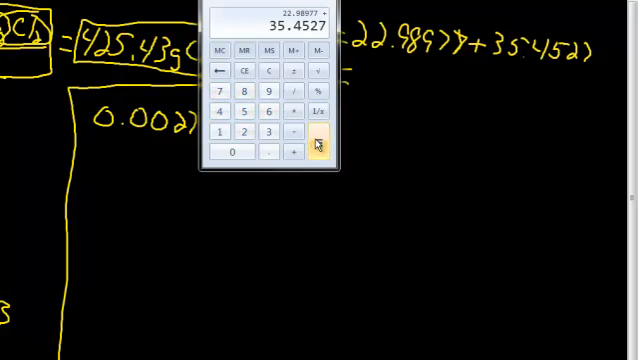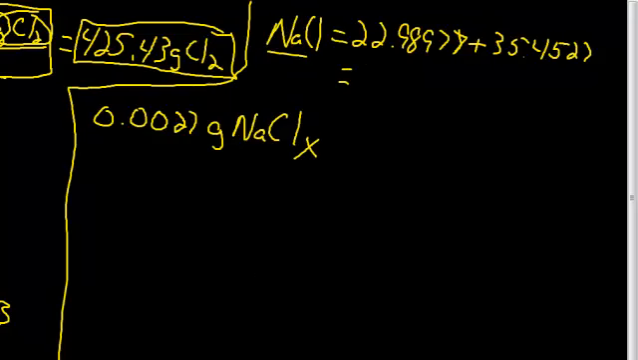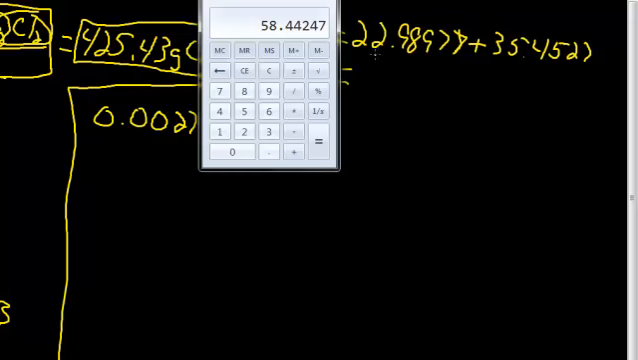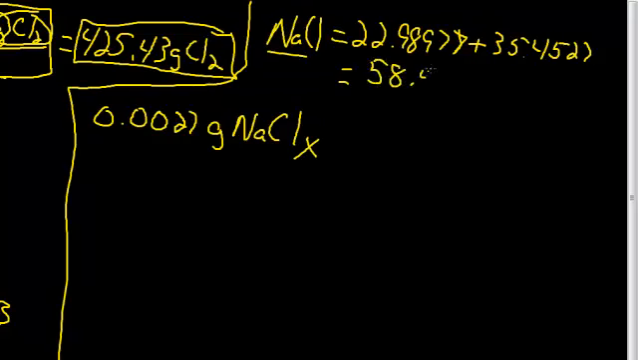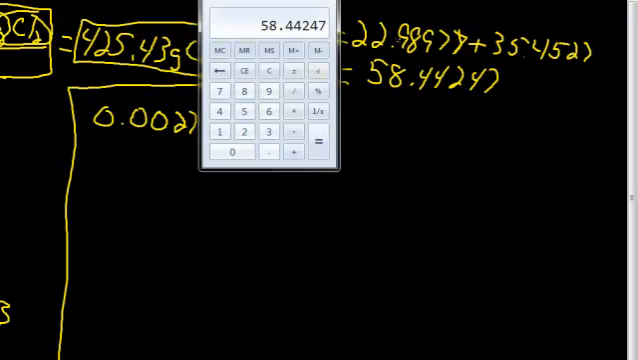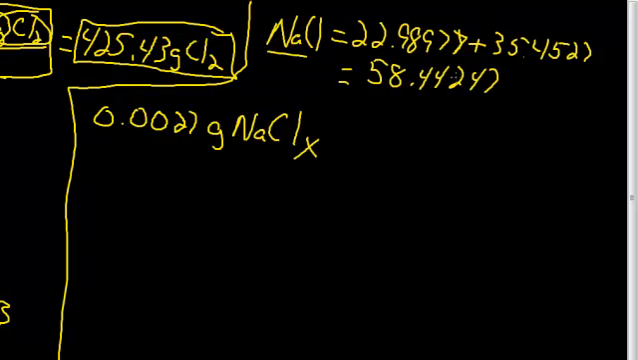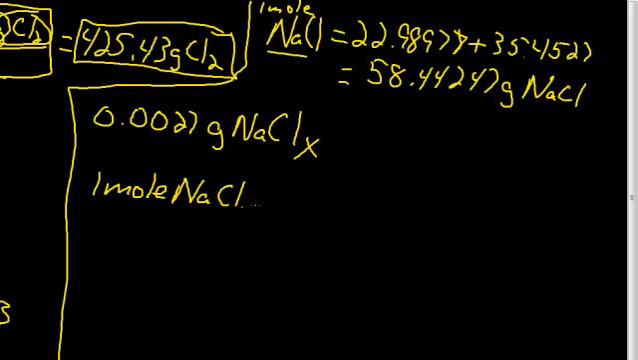And this is 58.44247. That's the molar mass. What that means is 1 mole of NaCl has 58.44247 grams. I'll rewrite it again down here: 1 mole of NaCl. Writing this step is very essential to complete understanding of what you're doing.